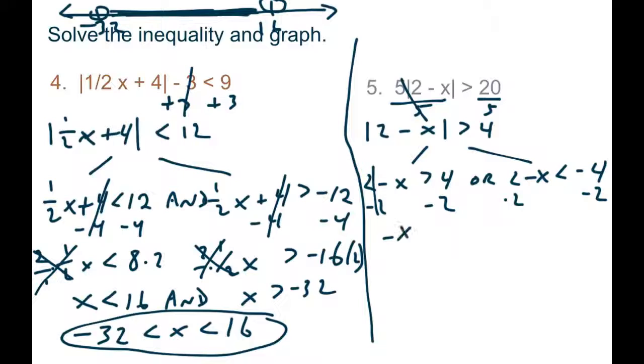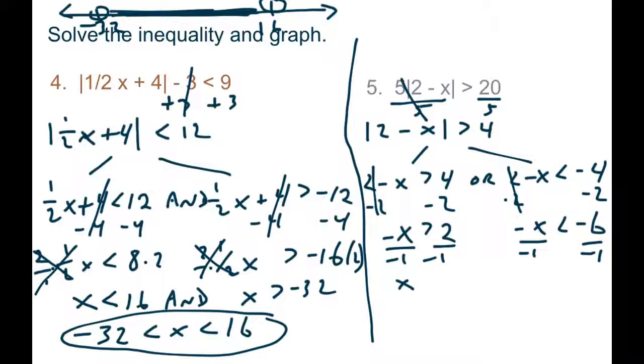And I have the opposite of x. Don't forget that negative sign in front of x. The opposite of x greater than 4 minus 2 is 2. That cancels. The opposite of x is less than negative 6. I don't really want to know what the opposite of x is. I want to know what x is, so I can either divide both sides by a negative 1 or multiply both sides by negative 1.